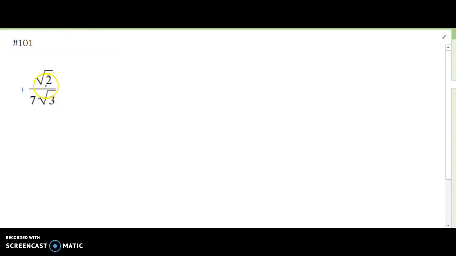Now, 2 and 3 have no common factors other than 1, which doesn't help you. So you're going to have to use the longer way, but these are relatively small numbers, so it's not that bad. So go ahead and try this one on your own, and then we'll go over it.